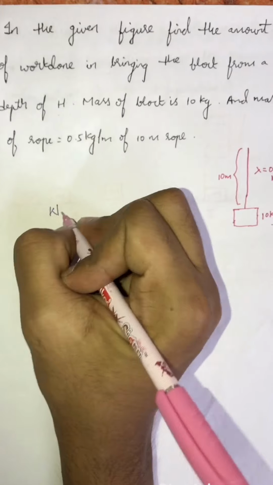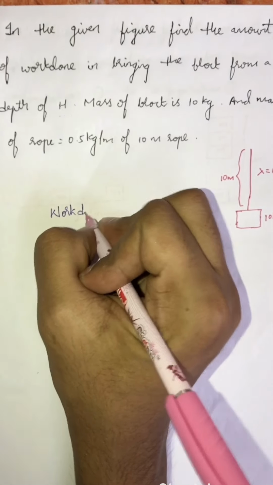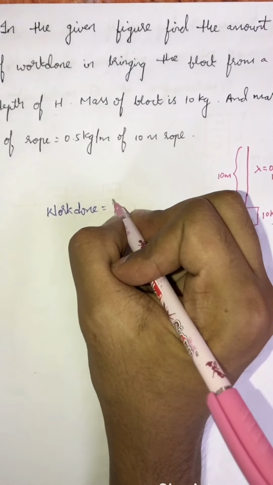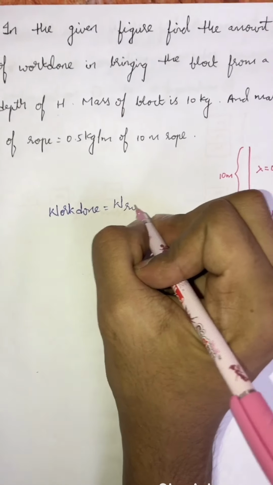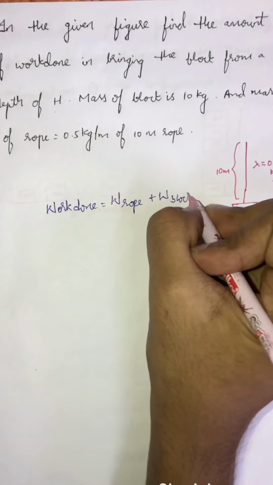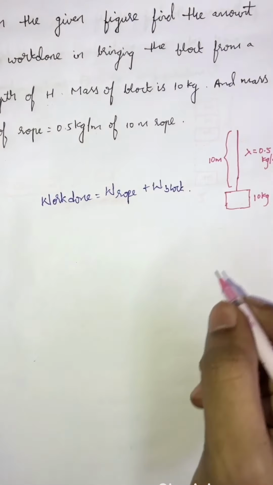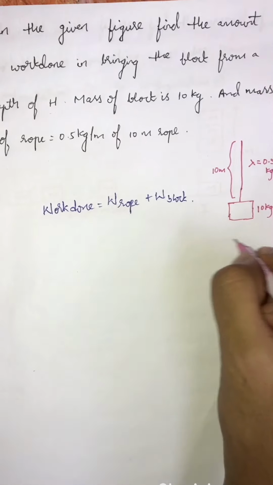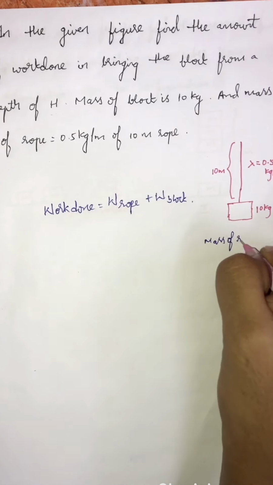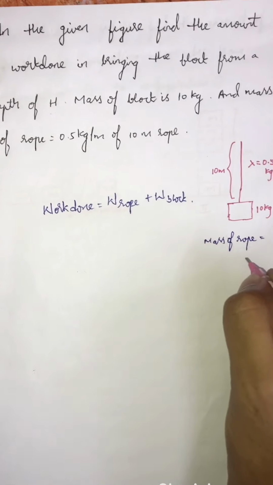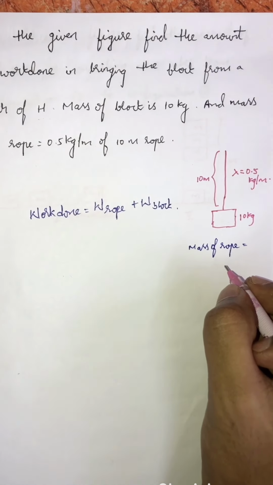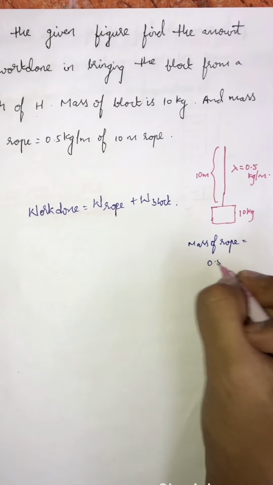work done for rope plus work done for block. Now here the mass of the rope will be equal to, as he said, 0.5 kg per meter. Per meter it is 0.5. Then for 10 meters, 0.5 into 10 is equal to 5. So the mass of the rope is equal to 5 kg.